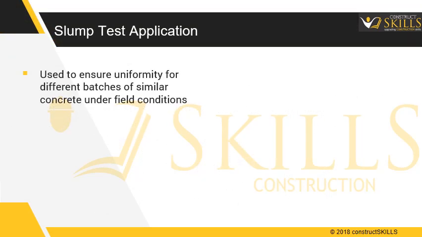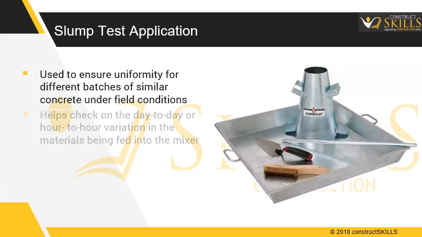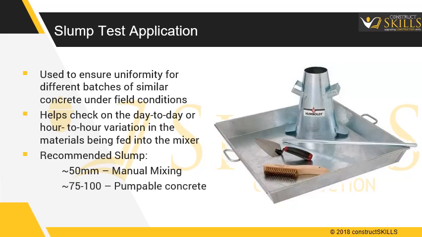Slump test application. Used to ensure uniformity for different batches of similar concrete grade under field conditions. Helps to check on day-to-day or hour-to-hour variation in the materials being fed into the mixer. Recommended slump is about 50 mm when mixed manually, and about 75 to 100 mm when required to pump the concrete.